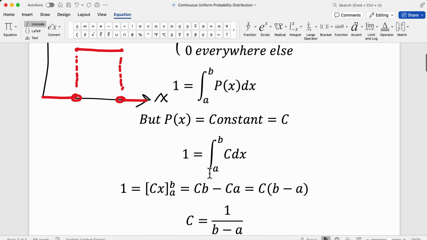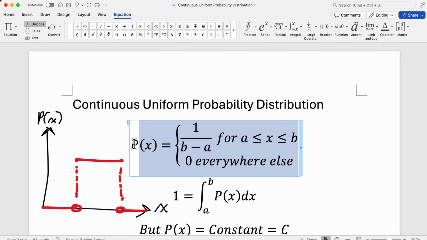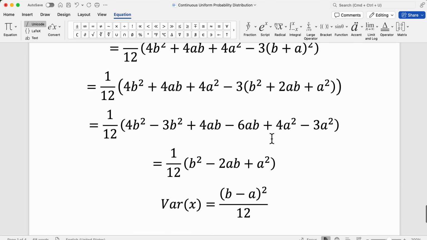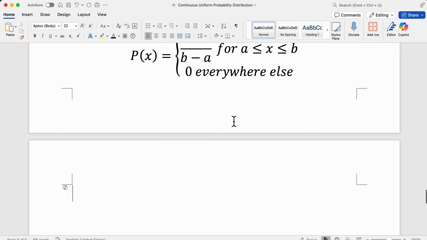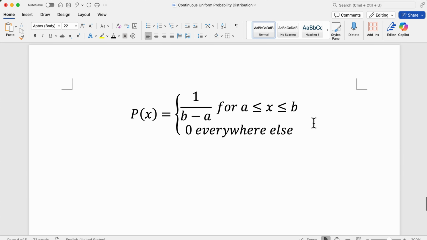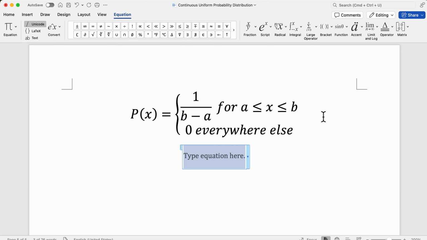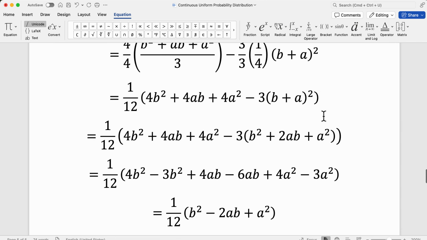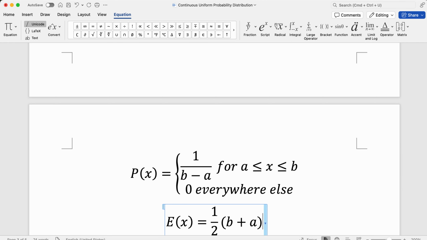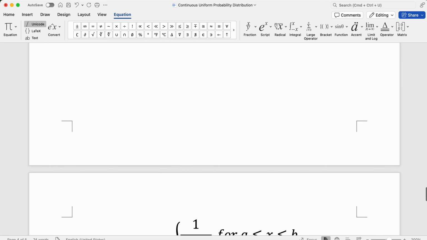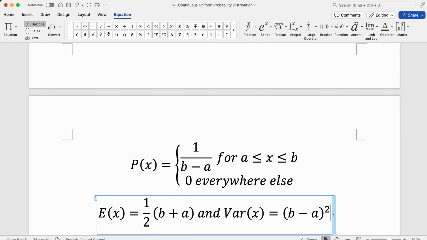So to summarize as a result, for this thing here, we end up getting that e of x equals... what was it? I forgot what I derived. 1/2 b plus a. And variance of x equals b minus a squared over 12.